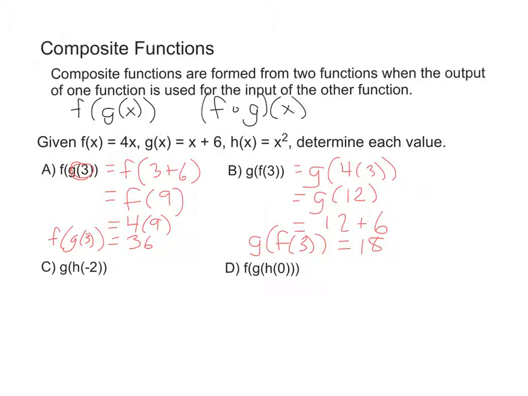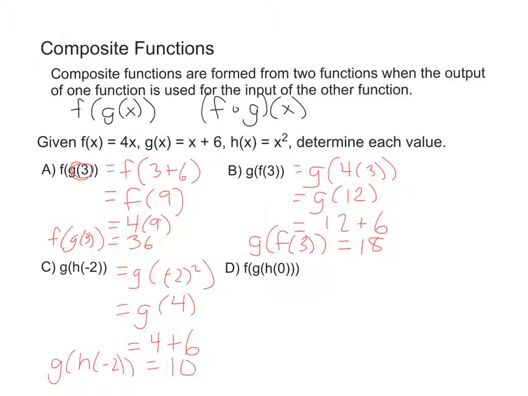To find g of h of negative 2, it's equal to g of, what was the function h? X squared. So negative 2 squared, which means it's g of 4. Negative 2 squared is 4. And then g of 4 is 4 plus 6. So g of h of negative 2 is equal to 10.